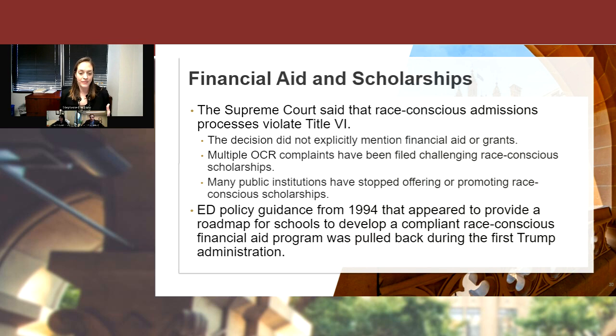Following the decision coming down, we immediately saw that in certain states, such as Missouri, the mandate there was to really get rid of those types of scholarship programs. And that was coming from the Attorney General, that all public institutions really could not be offering these race-based, race-conscious scholarships. There was policy from the Department of Education in 1994 that appeared to provide a roadmap for schools to develop a compliant race-conscious financial aid program. This was pulled back during the first Trump administration. It has not been replaced with anything at this time. And I'm previewing a little bit. Leah's going to discuss, as we said, later on, some predictions for the next Trump administration. So this is just one thing that happened during the first administration in terms of these scholarship programs.